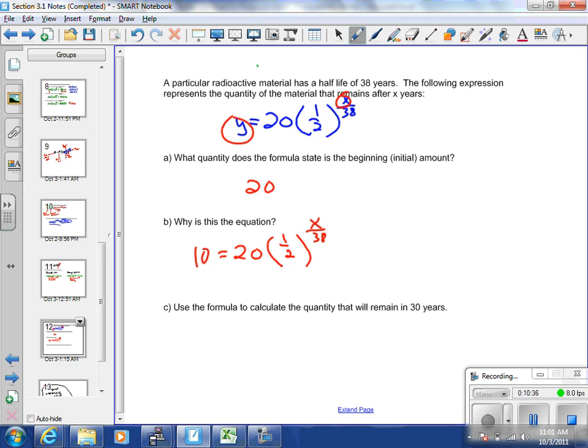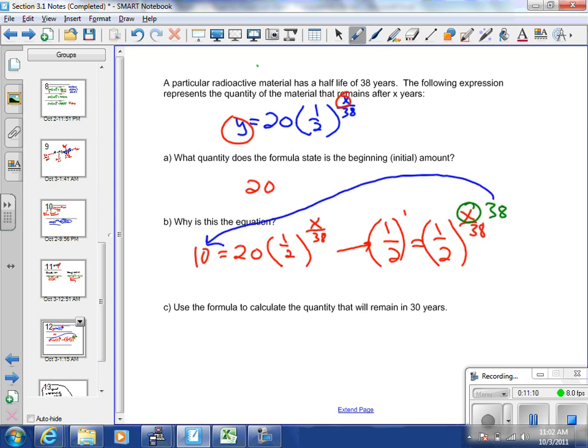If I solve this equation to get x by itself, I would divide both sides by 20. That gives me 10 over 20, which is a half, equals, on the right side, 1/2 to the power of x over 38. On the left, this is the first power. So x over 38 has to equal 1. The only way that's possible is if this top number is, in fact, 38. So it works. This tells us that after 38 years, you will have exactly 10 when you started with 20. So the formula does, in fact, work.